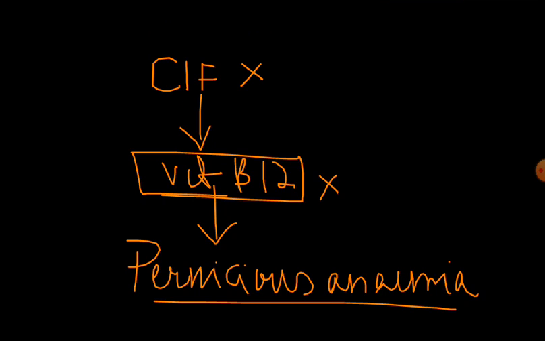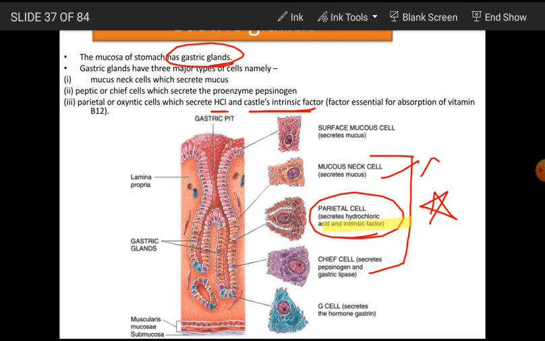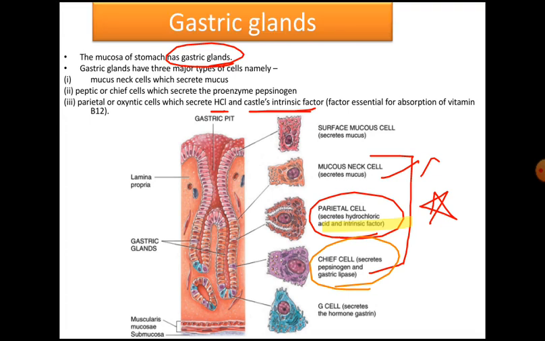And the next cell that we have studied is the mucous neck cell, which secretes mucus. And the last one is the chief cell, which is also known as the peptic cell, and it secretes pepsinogen. Now, it does not secrete pepsin. Please take a note. It secretes the enzyme in its inactive form, that is pepsinogen. It also secretes a small amount of lipase. This pepsinogen is converted into pepsin by the action of hydrochloric acid. That is a very, very important point.